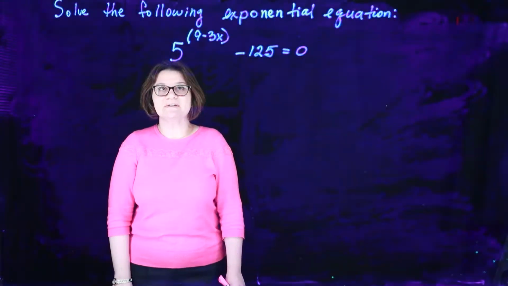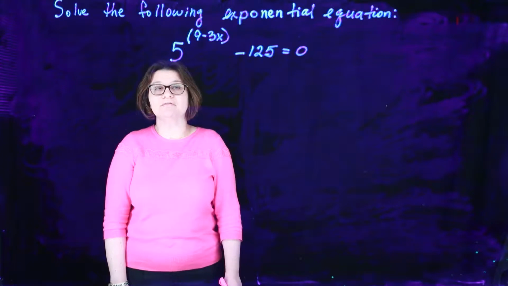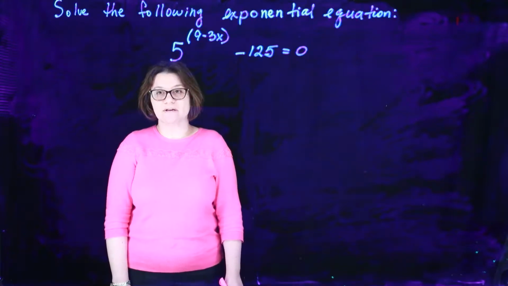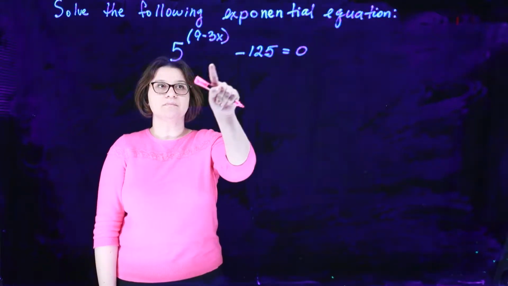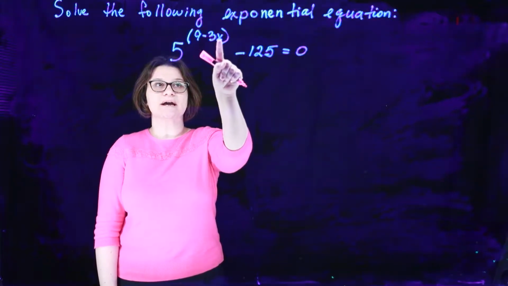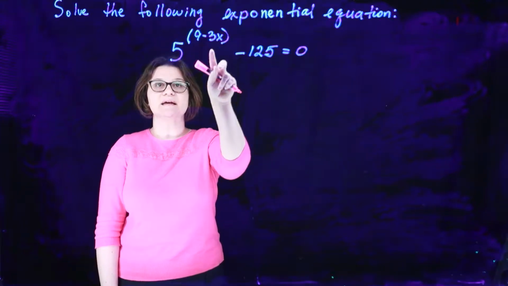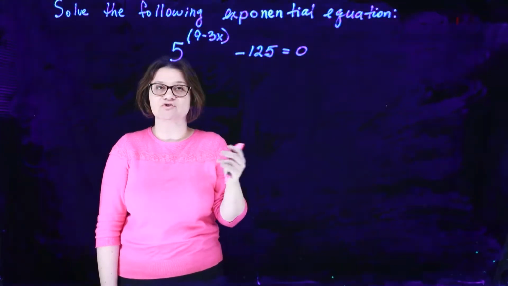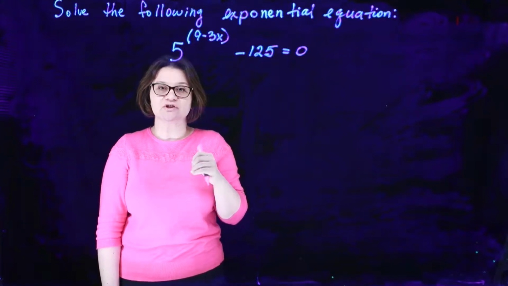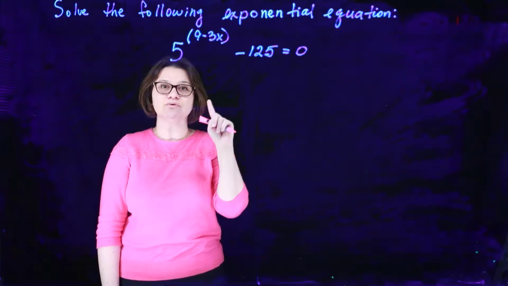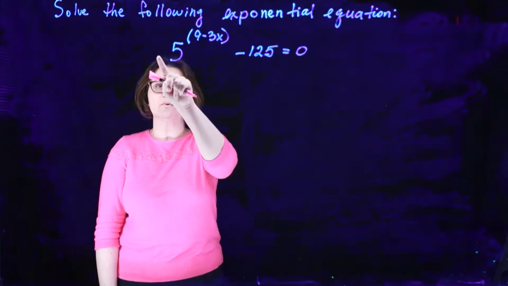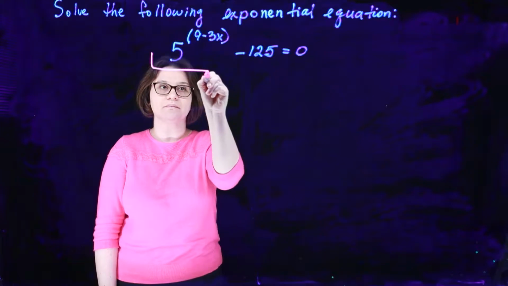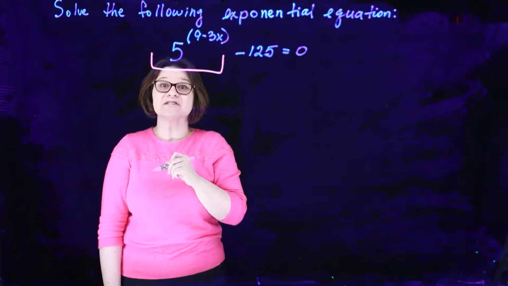Hello everyone, in this video we will try to solve the following exponential equation. Notice in this equation we only have one term where the variable we're trying to solve for, in this case x, is in the exponent. So hence we have an equation that we call an exponential equation. To solve it, we have to count how many exponential terms we have. Notice that we only have one term that is an exponential term.